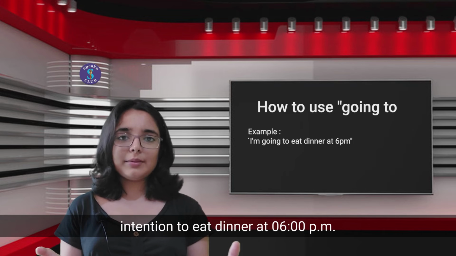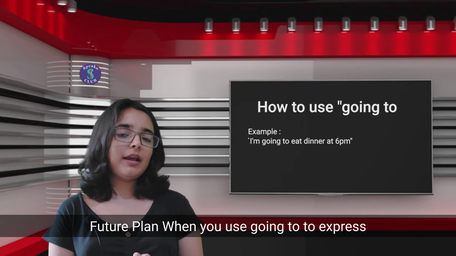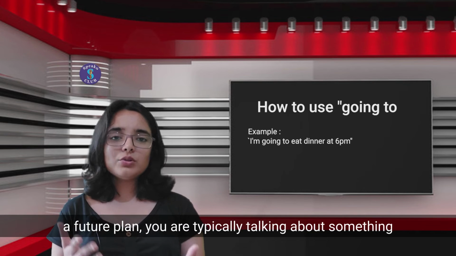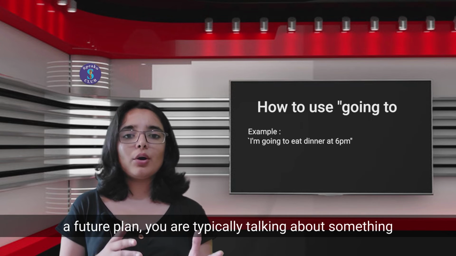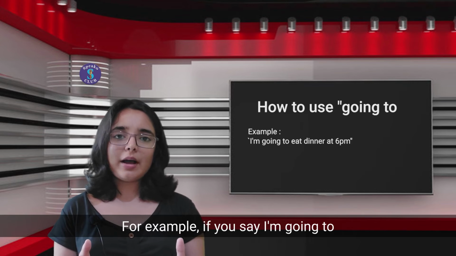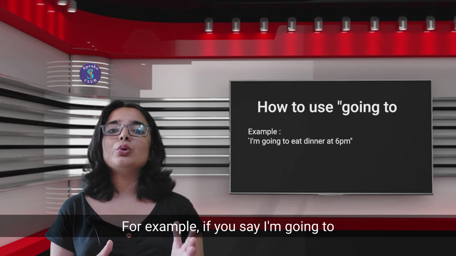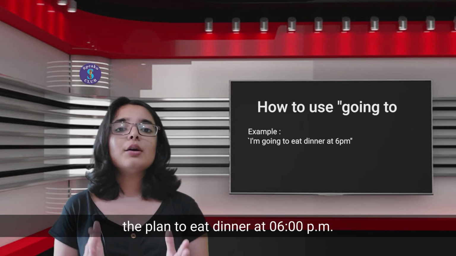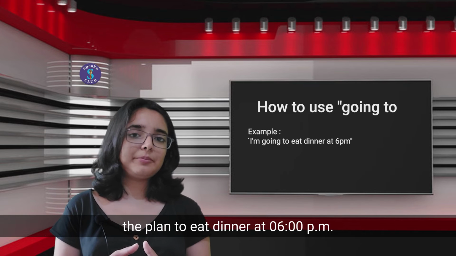at 6 p.m. Future plan. When you use going to express a future plan, you are typically talking about something that you have planned or already planned to do. For example, if you say, I'm going to eat dinner at 6 p.m., you are expressing the plan to eat dinner at 6 p.m.